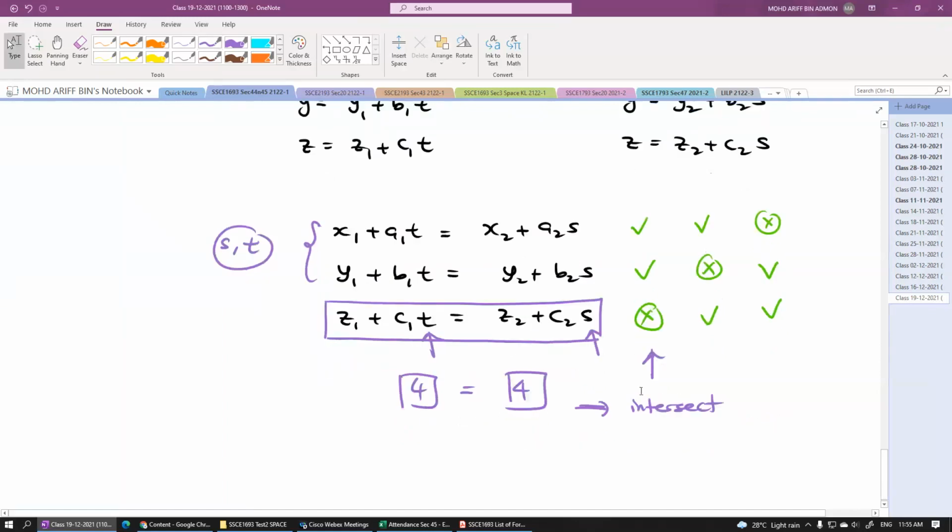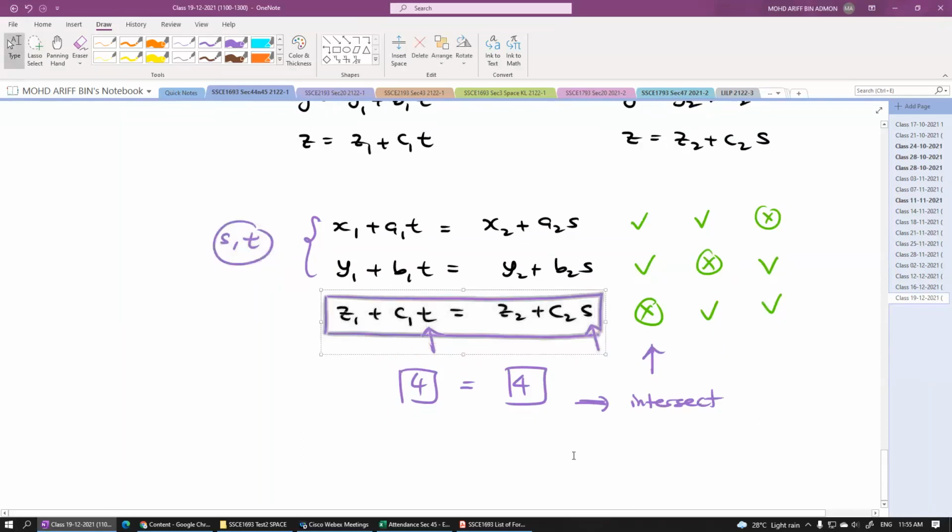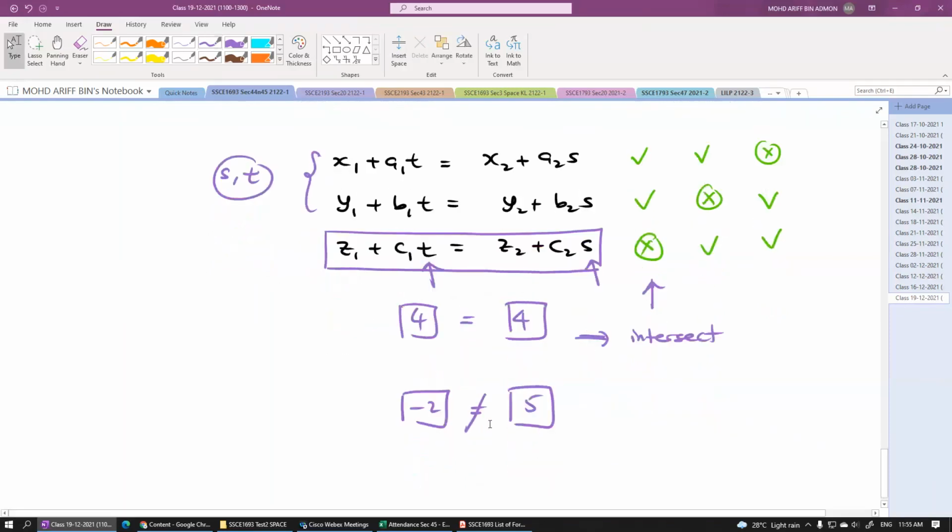So let's say when you substitute s and t into the third equation, you get left hand side, for example, maybe -2, and right hand side you get 5. Not similar. It means that s and t do not satisfy all the equations. All equations are supposed to be similar because that is the point of intersection. If the left hand side and right hand side values are not similar, it means both lines do not intersect.